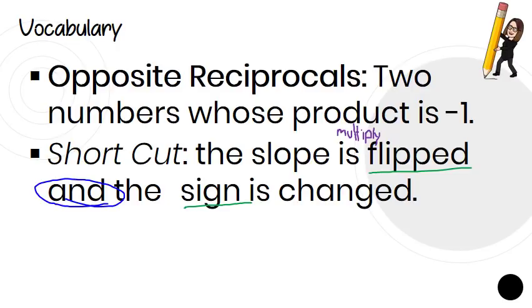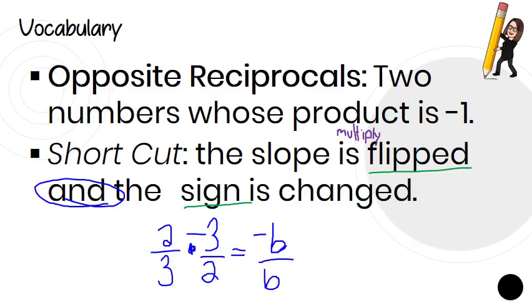So, for example, don't mind my writing here as I'm using my laptop. If I have the number 2/3 and I multiply it by the opposite reciprocal, which would be a negative reciprocal, 3/2. To multiply fractions, we multiply straight across. So that would get me a -6 over a +6, which divided gets me to -1. So they are true opposite reciprocals.